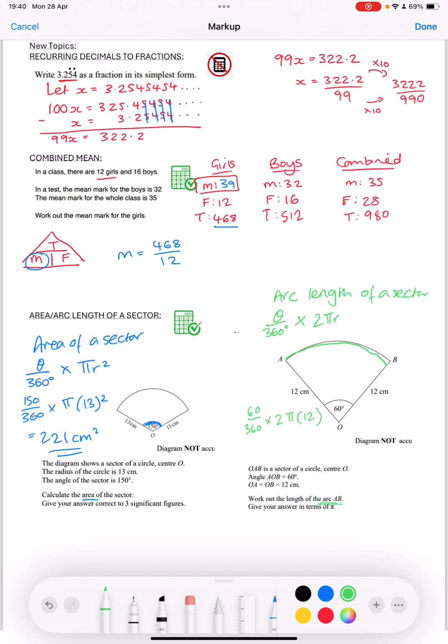This is a non-calculator question most likely because it says in terms of pi. So we'll just simplify that fraction, it would be 1 over 6 multiplied by 2 times 12, which is 24 pi. And then that's going to be 24 over 6 pi, which is 4 pi. And this is a length, so my units will be centimetres.